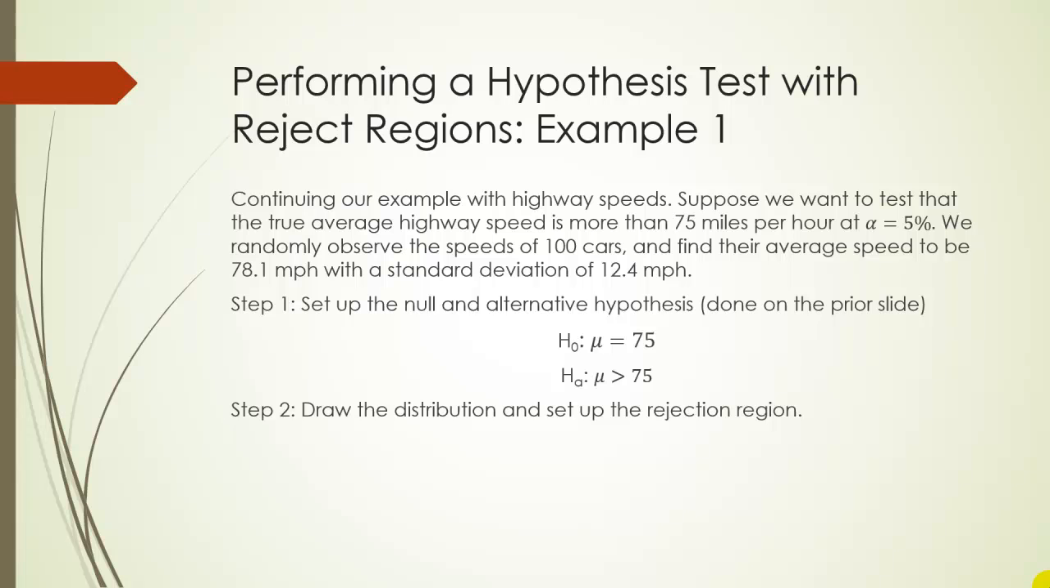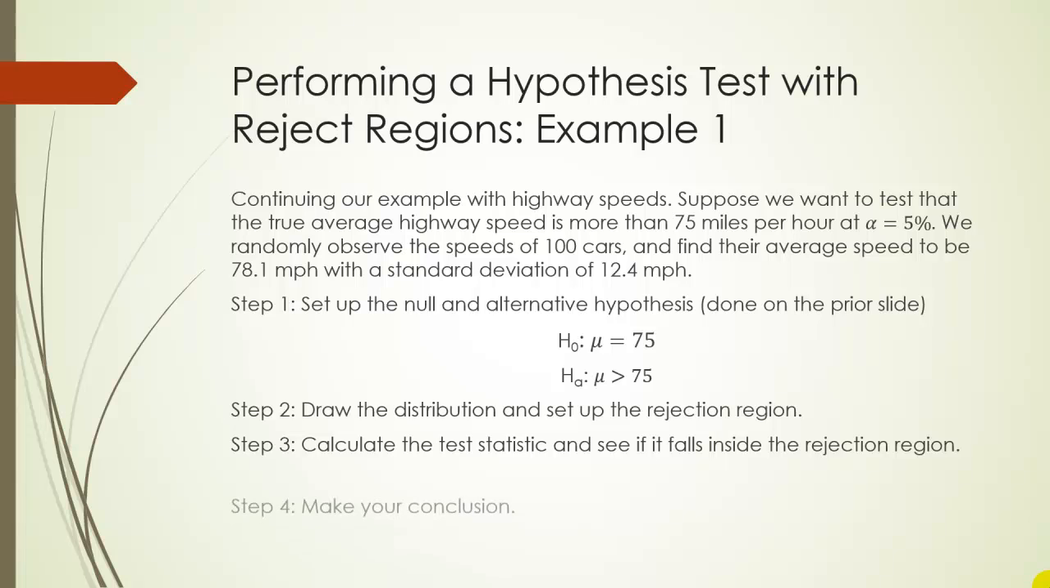For step 2, let's draw and set up our rejection region. Just to walk you through, our third step is going to be to calculate the test statistic to see if it falls inside the rejection region or not. And then our fourth step is going to be to make the conclusion. Do we reject H0, or do we fail to reject H0?